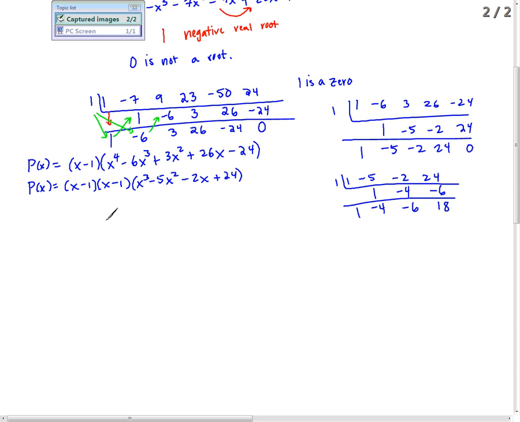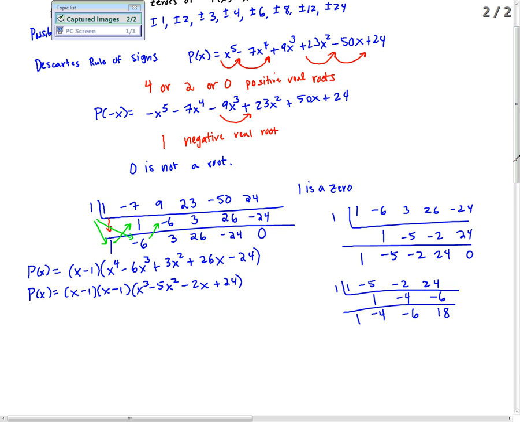But if you notice, I'm going to scroll up just for a second. We had the option of 4 or 2 or 0 positive real roots. So we already at least have 2. So if we have positive roots, we will have 2 more. It's either 2 or we'll have 2 more. Okay, so I'm going to scroll down again. Actually, wait a second. I want to have 1, negative 5, negative 2, and 24.